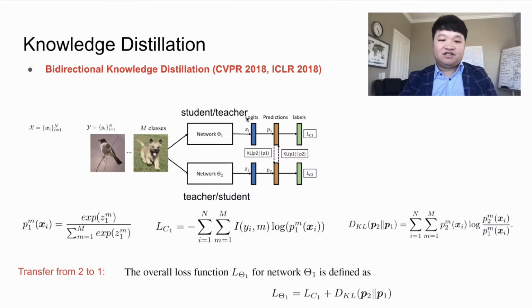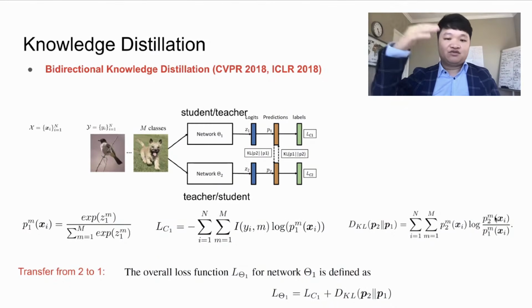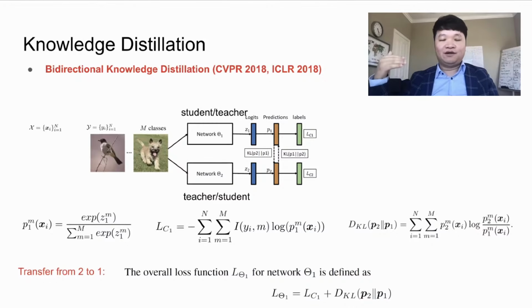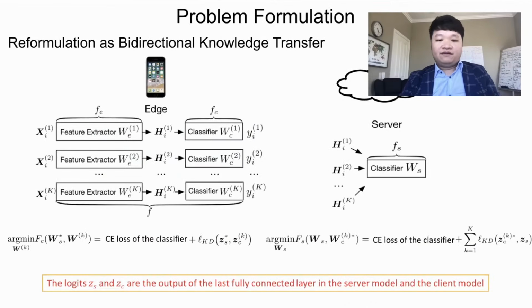So the loss function can be the distillation loss, which is very frequently used in knowledge distillation literature. The idea is that we just output the logits from the softmax layer and plug them into the KL divergence loss. In this way, it can transfer knowledge from one neural network to another one. And then we propose this learning framework.